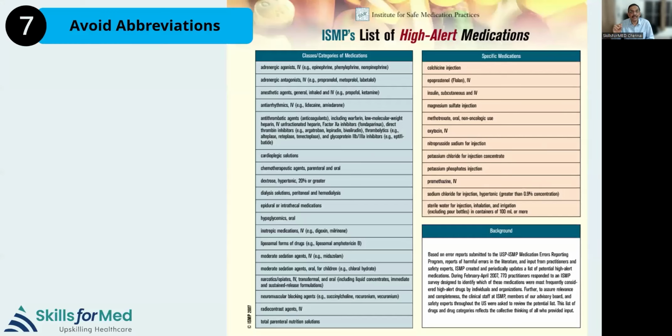So here is the list given by the Institute for Safe Medication Practices. You can Google it, the ISMP, Institute for Safe Medication Practices site will give you a list of high-risk medications and dangerous abbreviations. All these they have. The list of abbreviations you take from them. All of them may not be appropriate to your hospital. Take the ones which are appropriate to your hospital. Make a list of dangerous abbreviations for your hospital. Put it into your policy and train people not to use it. So the seventh way to reduce medication errors is avoiding dangerous abbreviations.